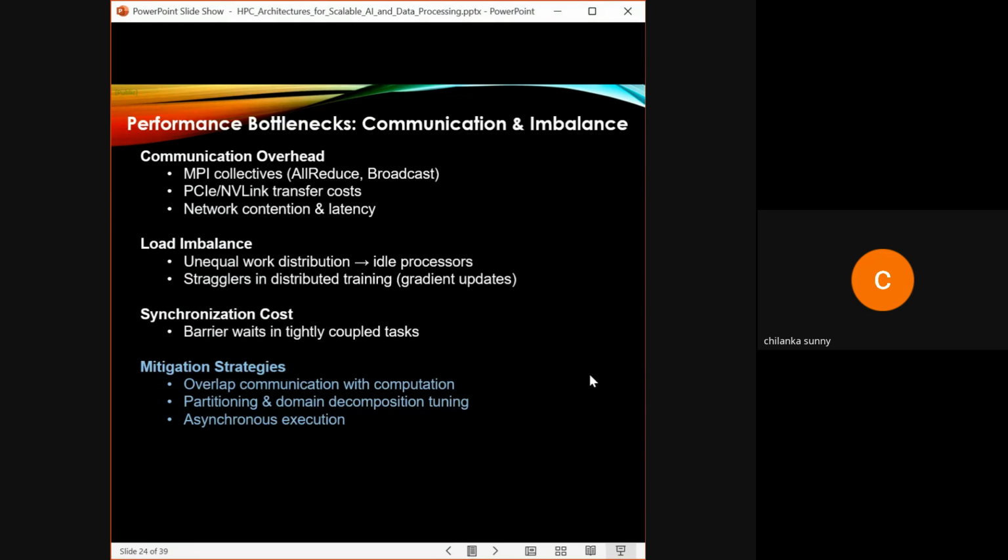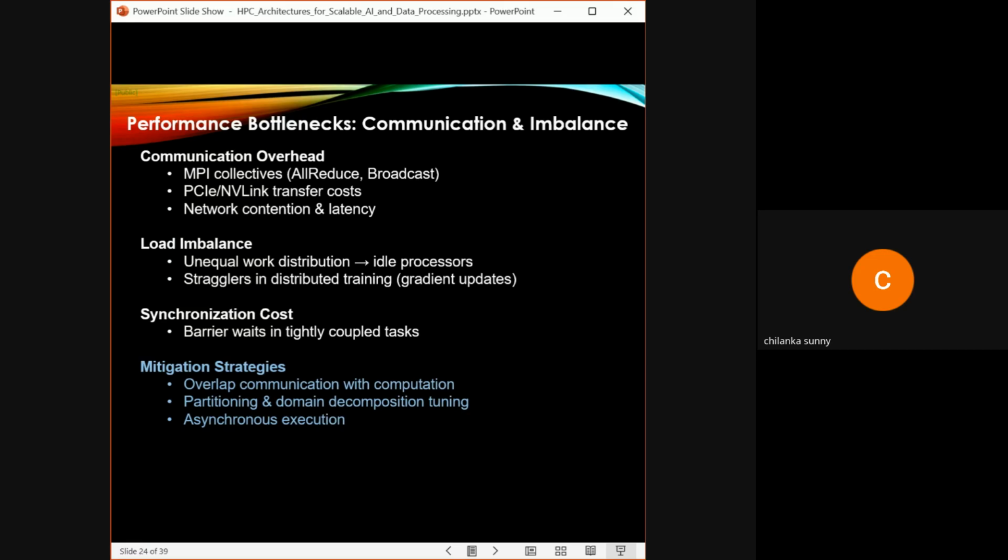Similarly, data transfer over NVLink is much slower compared to on-chip memory access, so moving large tensors or gradients between devices can quickly dominate the execution time. And at the cluster level, the case is even more serious because network contention and latency can further add delays as multiple nodes compete for the bandwidth.